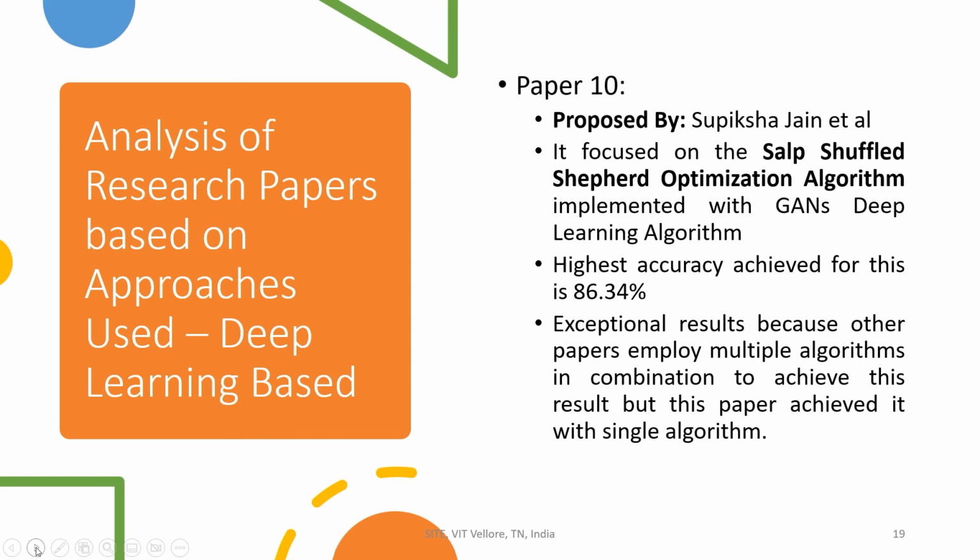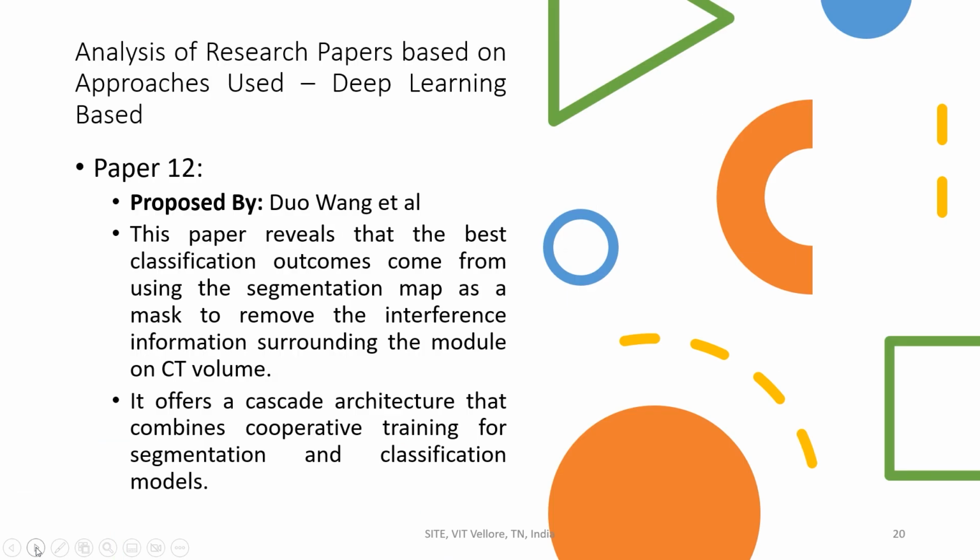Now, these exceptional results came because, while other papers had multiple algorithms in combination, the researchers here had focused on a single algorithm, and we can say that this was a good attempt to find one of the best image processing and learning algorithms which we can have.